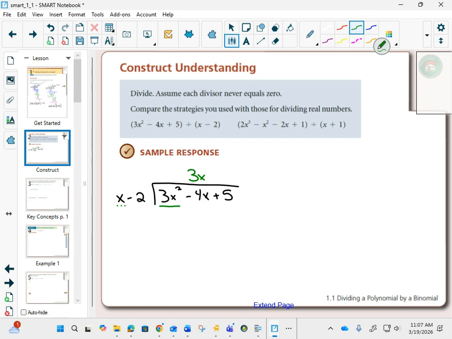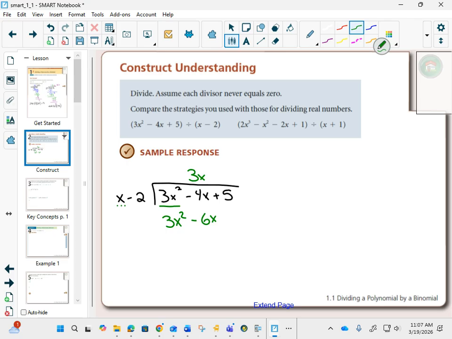And then what did I do with my numbers? I took whatever number and multiplied it by the 13. But now I'm going to take the 3x and multiply it by this whole thing. Well, 3x times x, of course, is 3x squared. And 3x times the minus 2 is minus 6x.